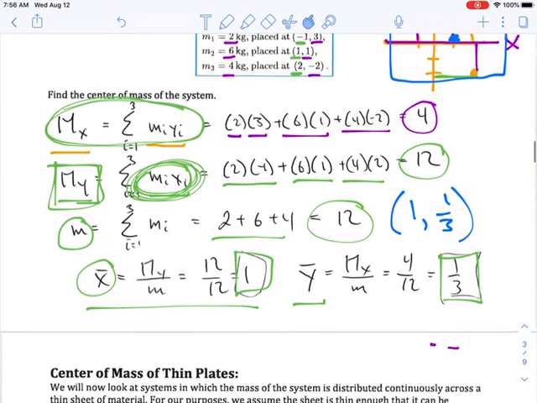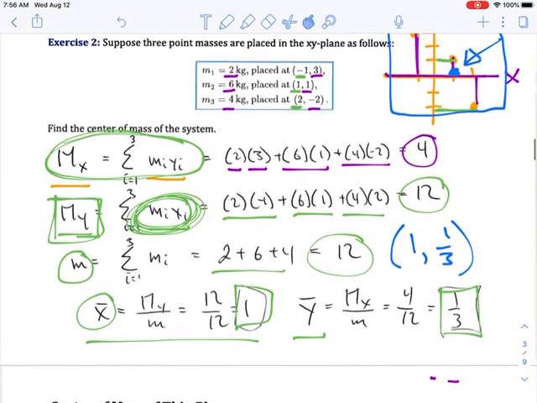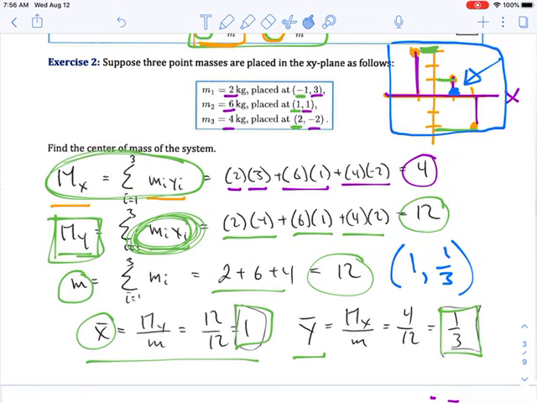Okay, next video, we're going to take a look at the center of mass of thin plates.